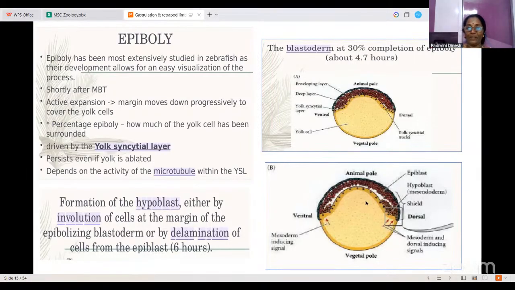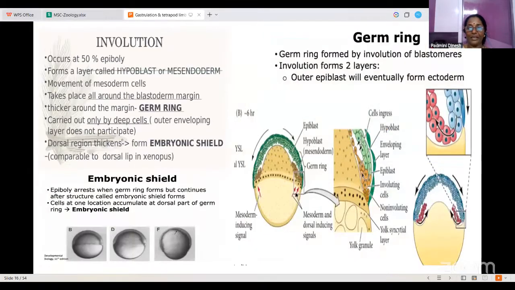And then what's happening? Formation of hypoblast, either by involution. So if you can see, either by involution the hypoblast is being formed, or the epiboly blastoderm by delamination can also occur. That is after 6 hours of formation. So here you can see you have the outer layer, then the epiblast that is present out, that is ectoderm. Then you have hypoblast formation, that is involution occurring here, and you have a shield here. Now, what is the shield? There's a particular name for the shield.